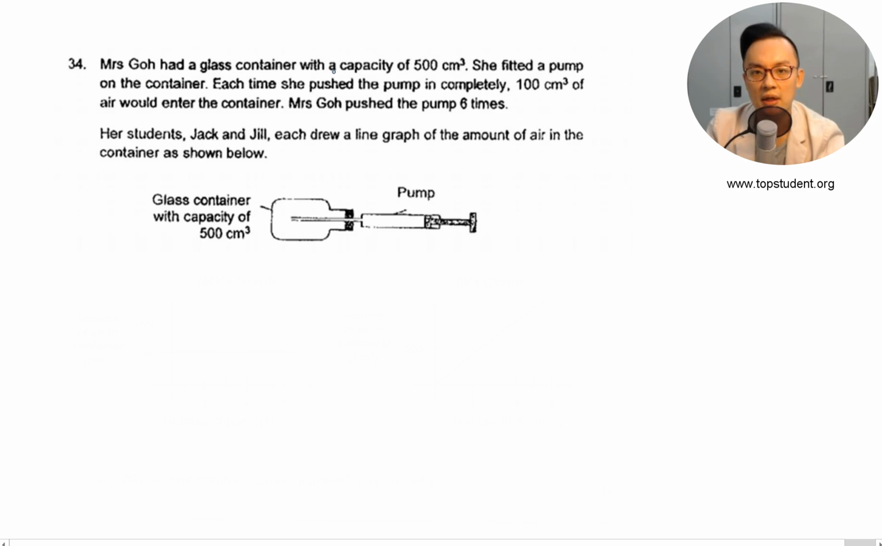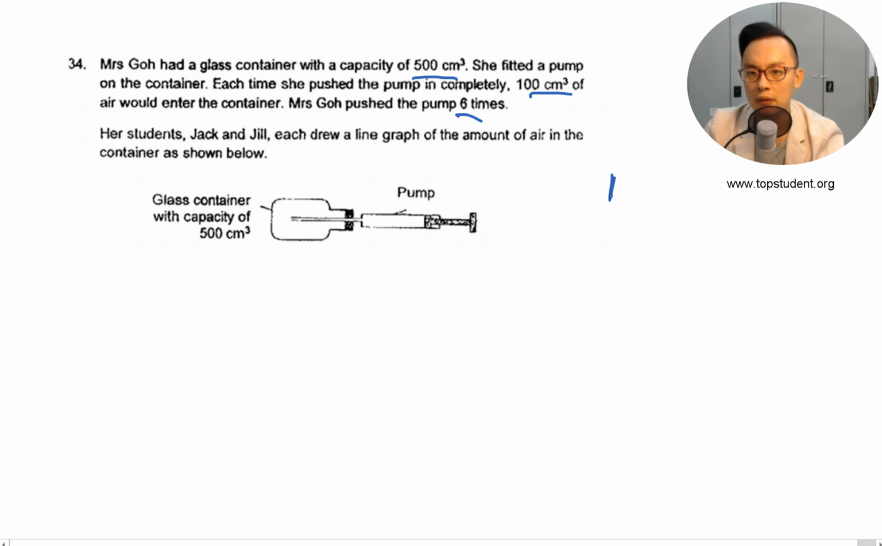Okay, so there's a glass container with a capacity of 500 cubic centimeters. She fitted a pump onto the container. Each time she pumped, 100 cubic centimeters of air would enter the container. She pushed the pump 6 times. So they drew the line graph of the amount of air entering the container.